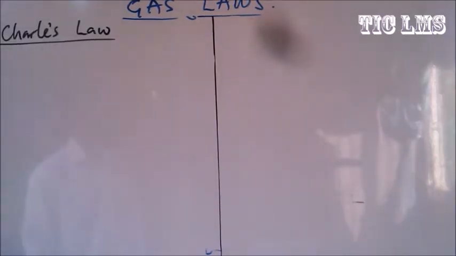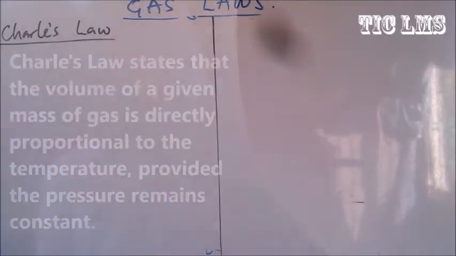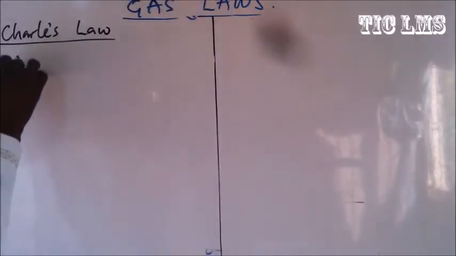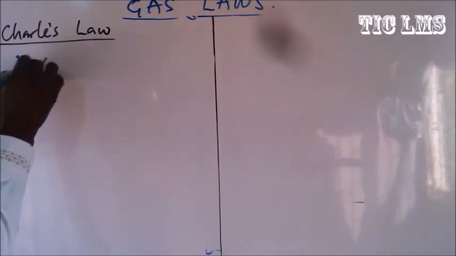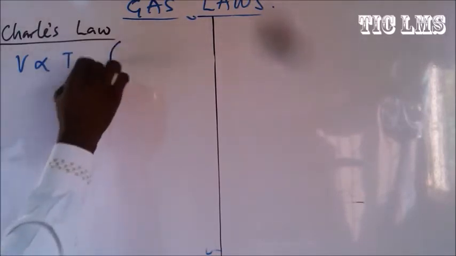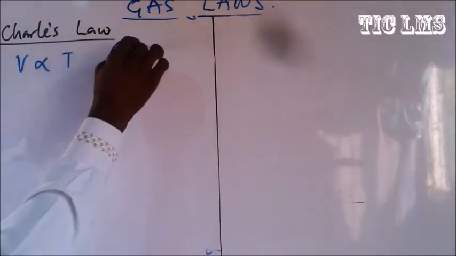Next, we shall look at Charles' law. Charles' law states that the volume of a given mass of a gas is directly proportional to the temperature, provided the pressure remains constant. Now, what does this mean? It means that the volume of a gas is directly proportional to the temperature. And what does this mean? It means that as you increase the temperature, the volume increases. So that's what the direct proportionality means, provided that the pressure remains constant.